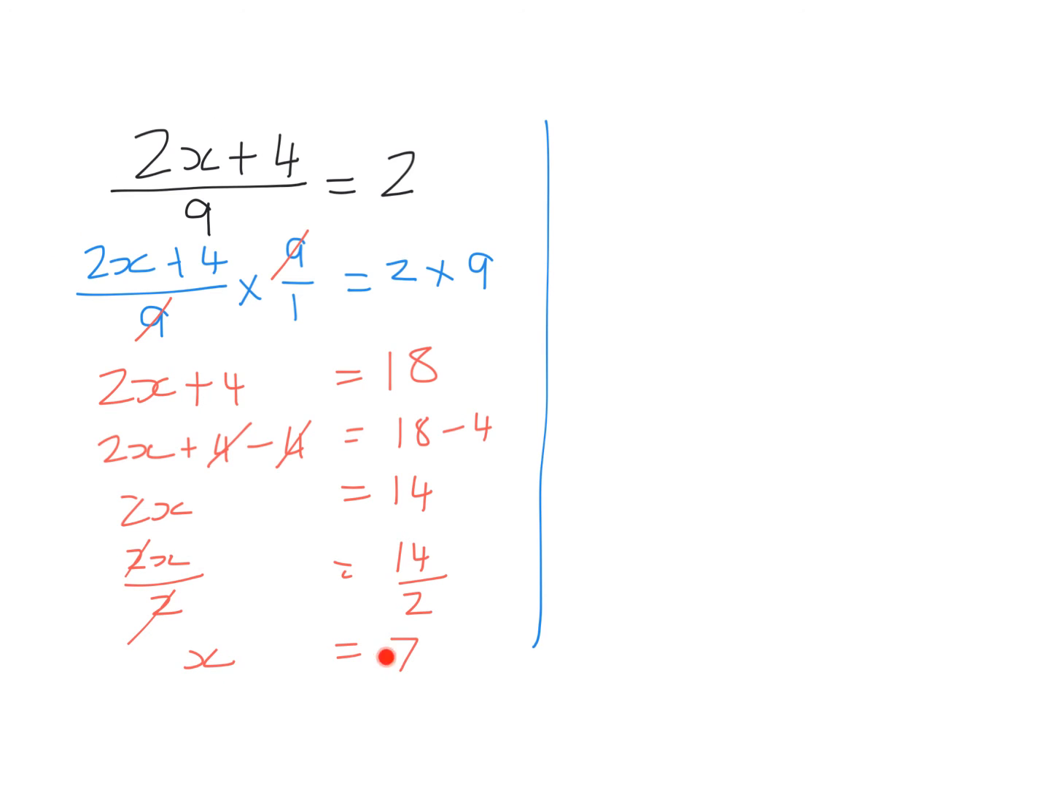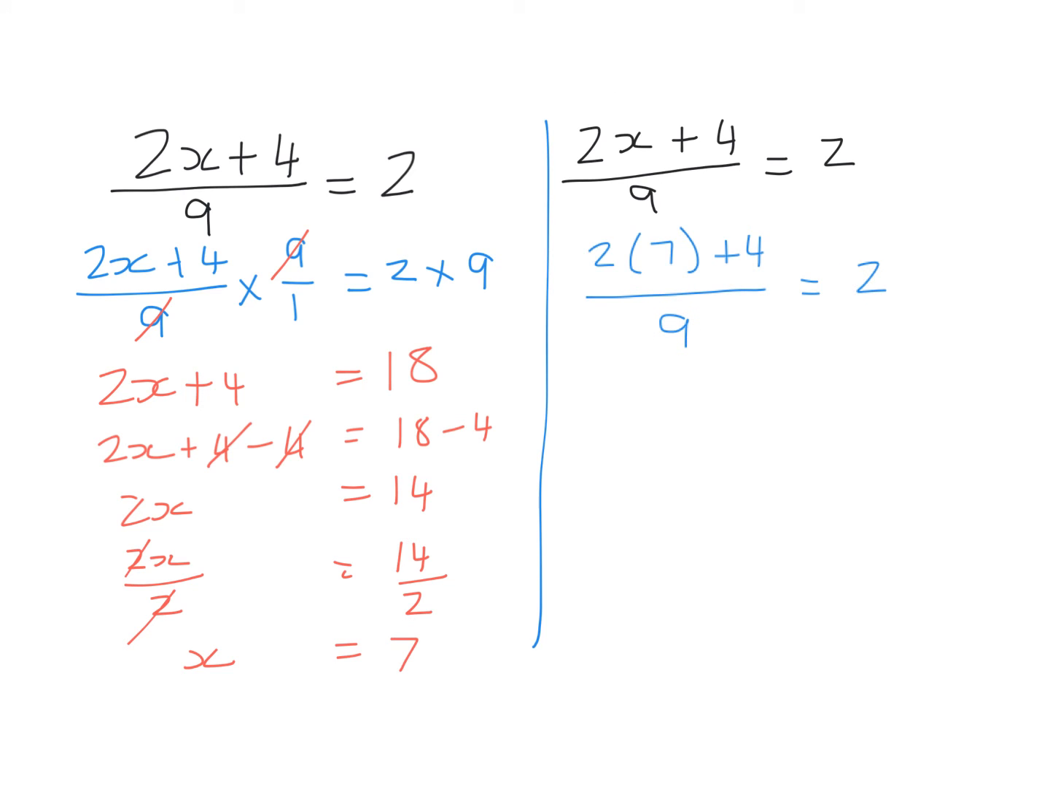And I want to check my answer, so I'm going to put x is equal to 7 back into my original equation. Right, so let's do that. 2 multiplied by 7 plus 4 divided by 9 equals 2. Well, 2 times 7 is 14 plus 4 over 9 equals 2. 14 add 4 is 18 divided by 9 equals 2. And how many times does 9 go into 18? Goes in twice, equals 2.